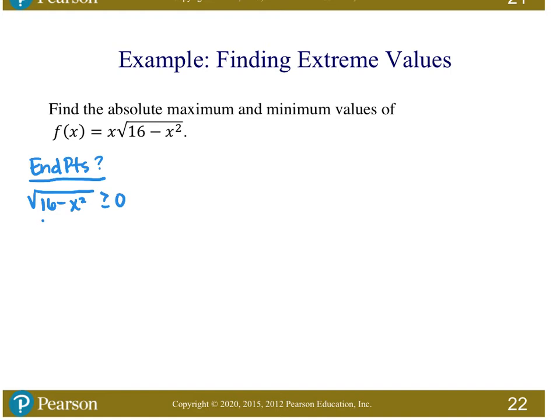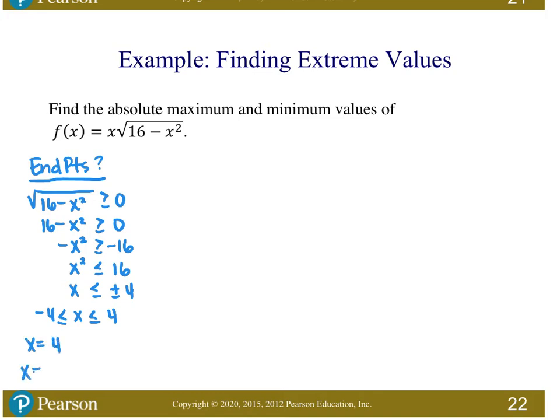Okay, we'll solve this by squaring both sides. I'll subtract 16. I see a negative on both sides, so I divide by -1, which turns the inequality around. I have plus or minus 4 when I do the square root. So we have 4 and -4 as our endpoints. So now I'm going to plug x is 4, and I'm going to plug x is -4 back into the original to see what the y is to go with both of those.